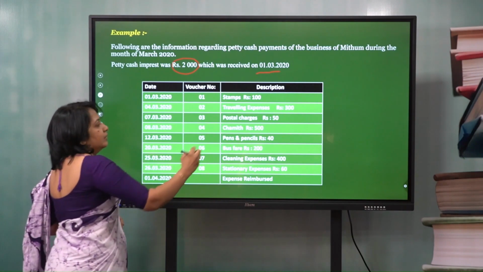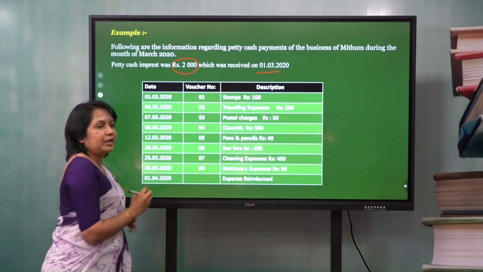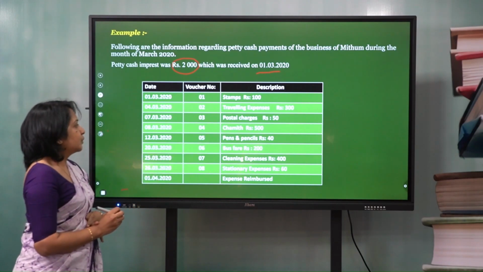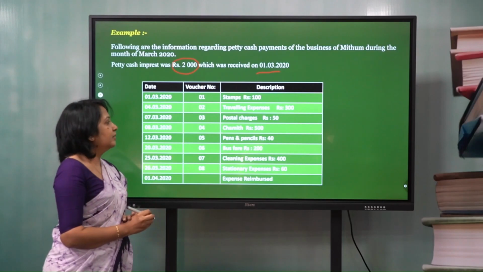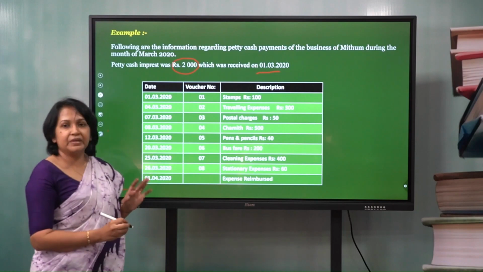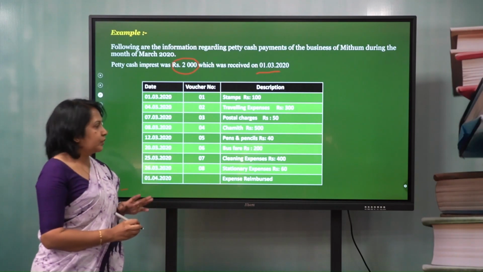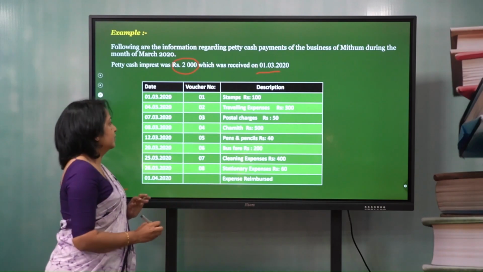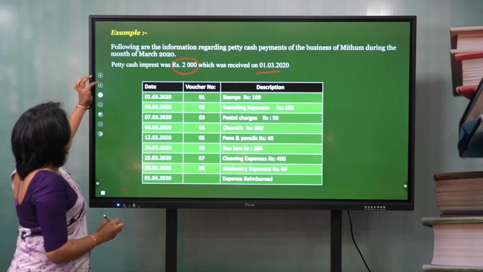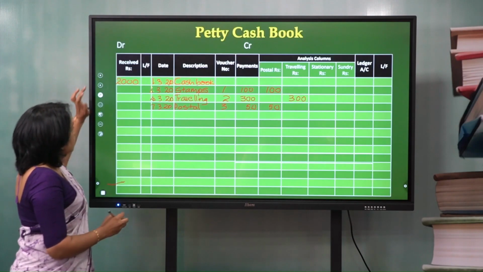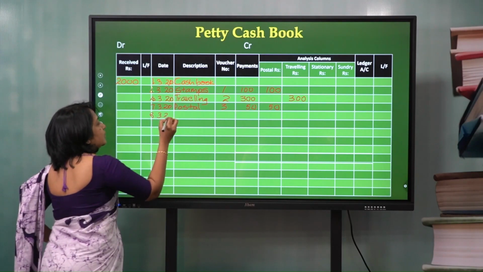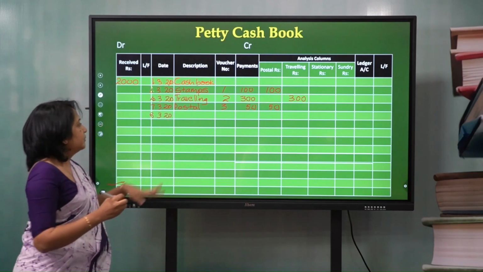That is 8th of March 2020. That day they have paid rupees 500 to Chamit. Now here Chamit is a creditor of the business. So we can't write this 500 under analysis columns. As I told you previously, we have to open another column as ledger account column and record this 500. So we'll see how we can record that. That happened on 8th of March. So we write the date here as 8th March 2020 and description will be Chamit.